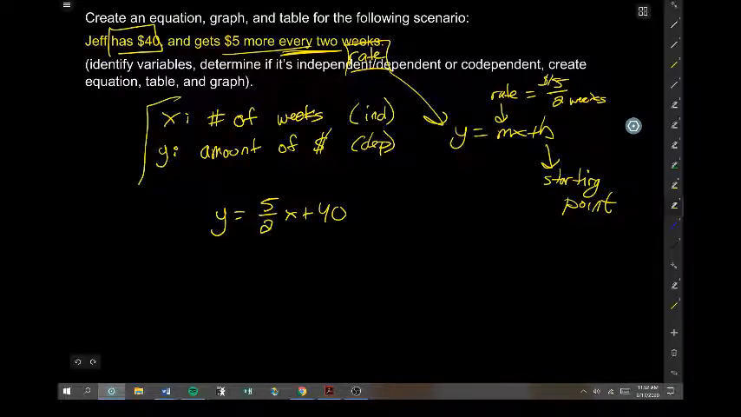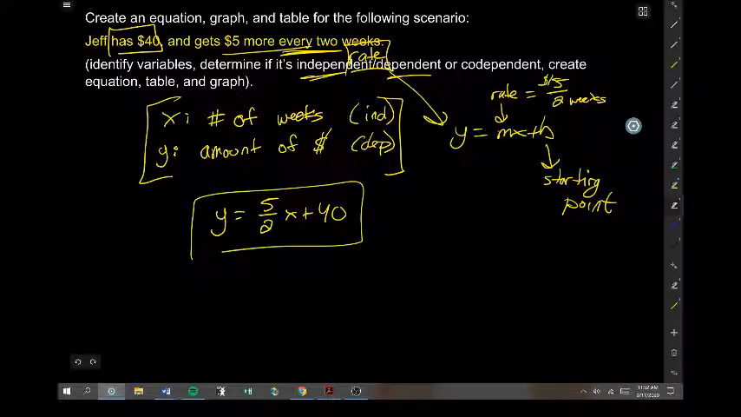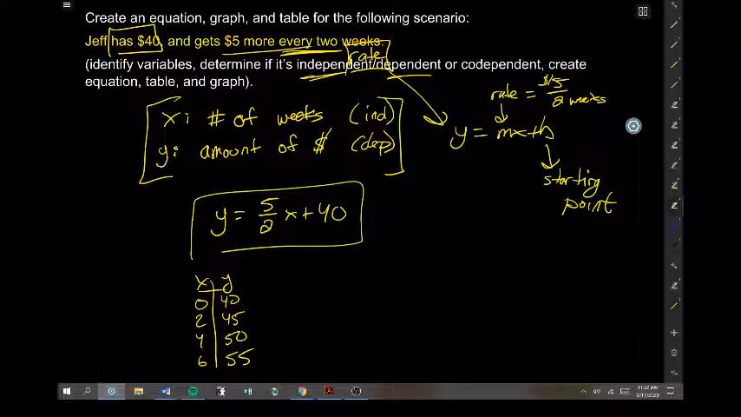Here I've identified my variables and determined if it's independent or dependent. I've created an equation. I can make a table very easily now. At 0 weeks, I have $40. At 2 weeks, I have 5 more. So at 4 weeks, I've got another 5. And at 6 weeks, I've got another 5. And then with that equation, I can put in a graph. With the equation in the table, I can put in a graph pretty simply.